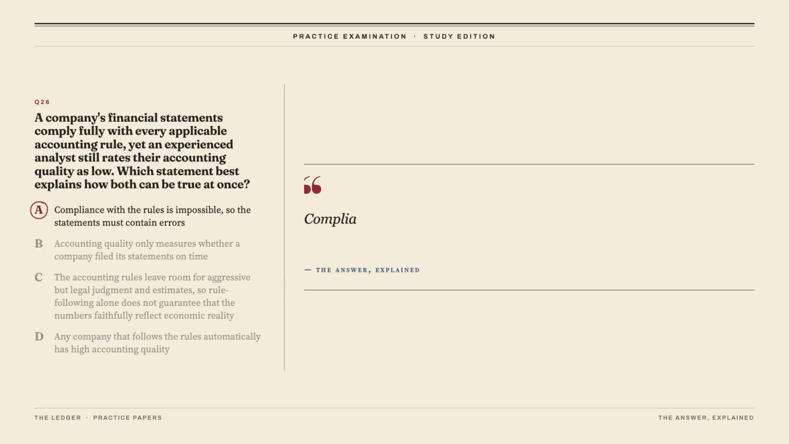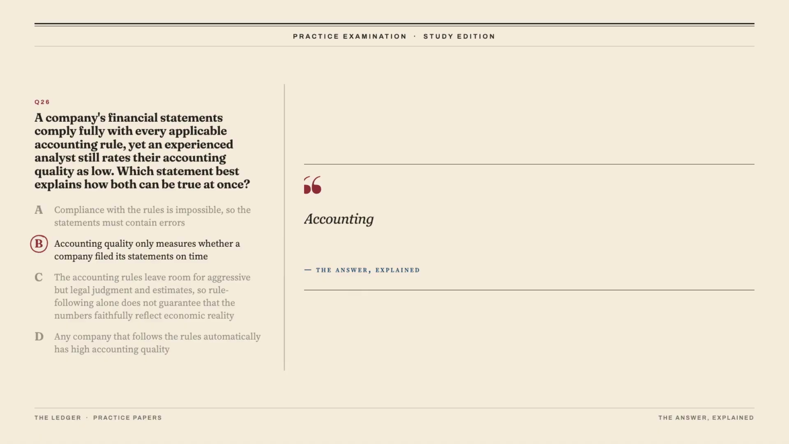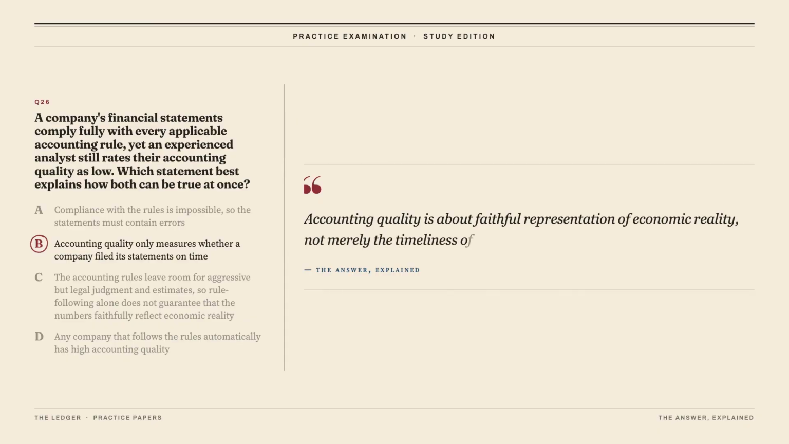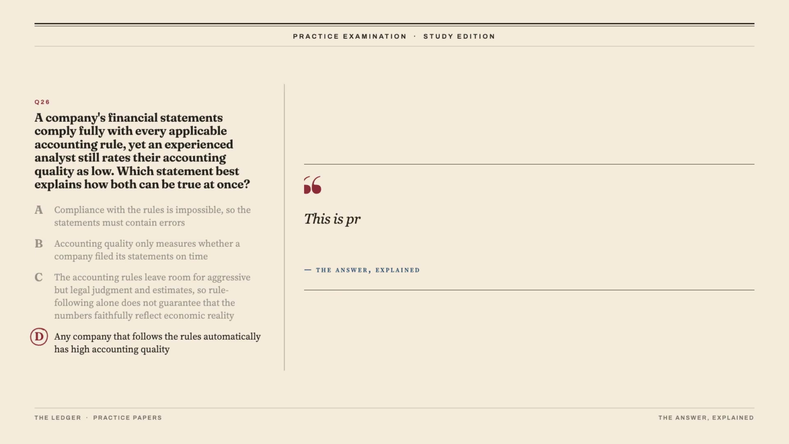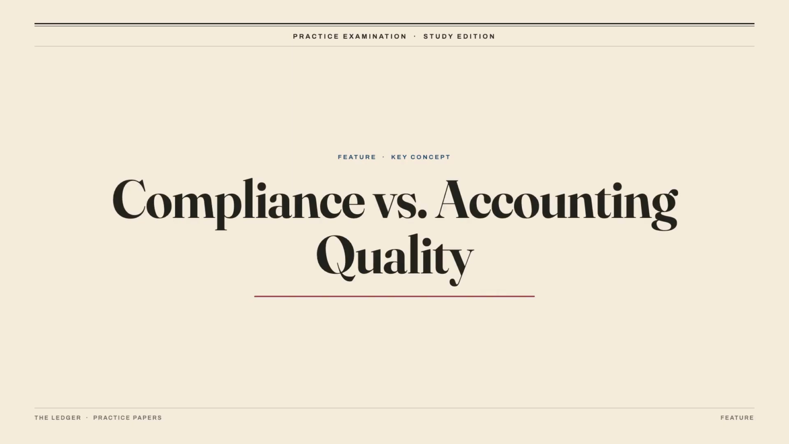A is wrong because compliance is entirely possible. The point is that being compliant does not by itself make the numbers high quality. B is wrong because accounting quality is about faithful representation of economic reality, not merely the timeliness of a filing. D is wrong because this is precisely the misconception being corrected. Following the rules does not automatically produce high quality accounting. A company can follow every accounting rule perfectly and still produce numbers an analyst considers low quality.